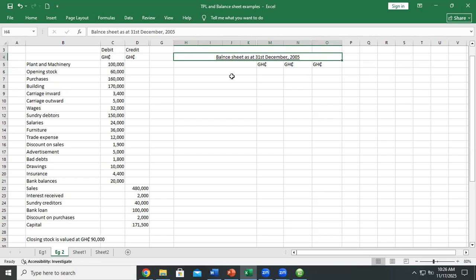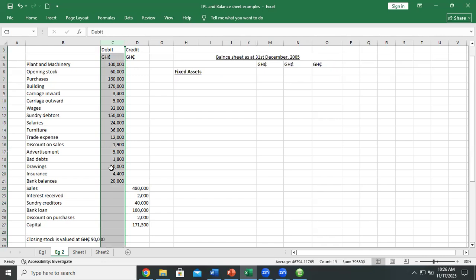Okay. So we begin with the fixed assets. So professors, let's quickly identify the fixed assets. Assets have the debit balance, right? So you come to this column and fish out your fixed asset. Professors, what fixed asset do you see?